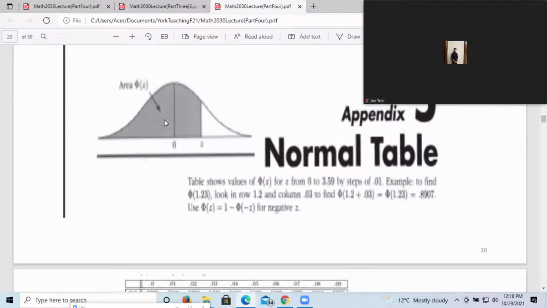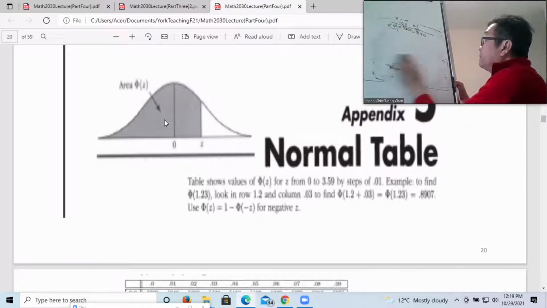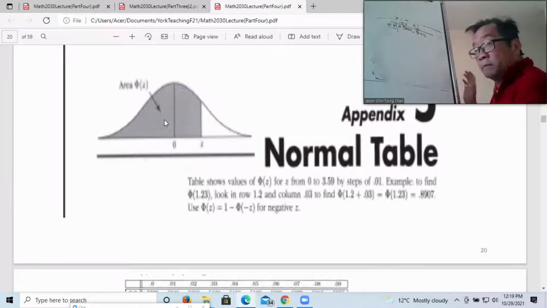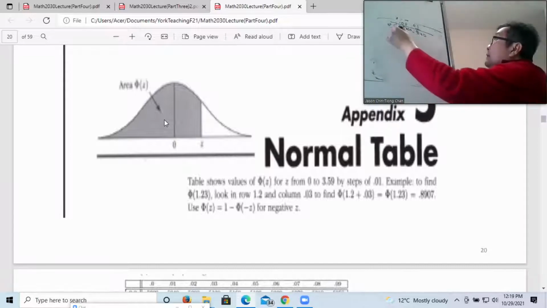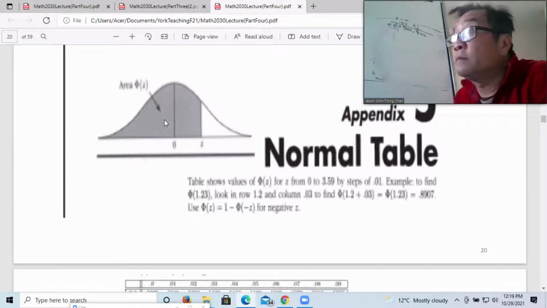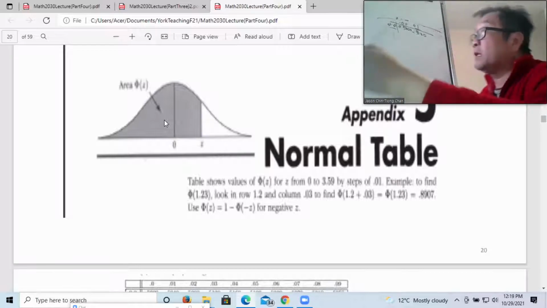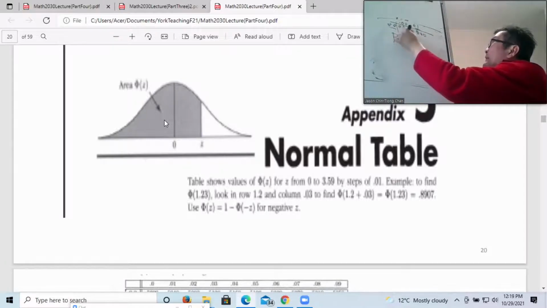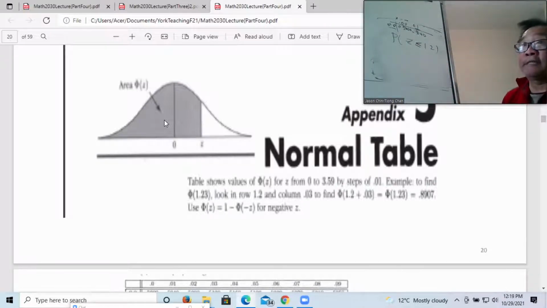Yes. Yeah. Okay, let's do one more. One more minute. Z is more than or equal to 1.2. What do you think about the answer?